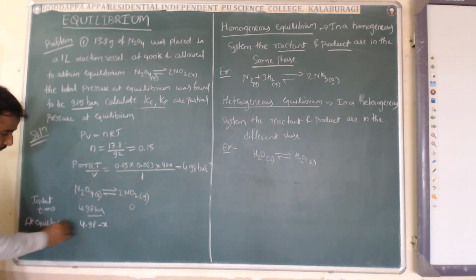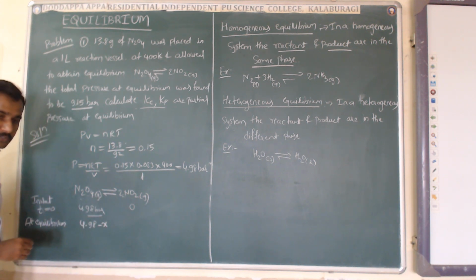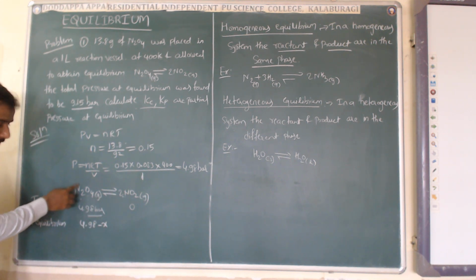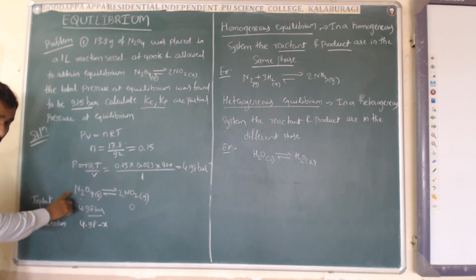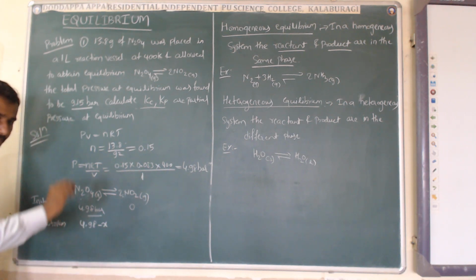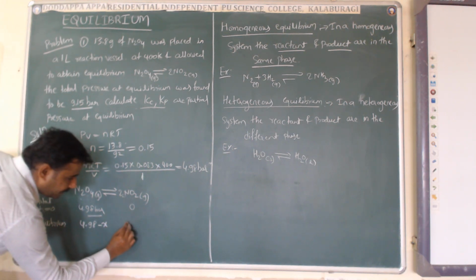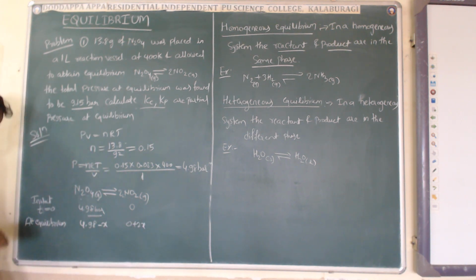What happens at equilibrium? Here how many moles are there? 2 moles in there. Here only one. Nothing will be there, so you have to take it as 1 here. So 1 is there here, 2 is there. Means how much will the pressure increase here? 2 times it will increase. That you have to write down: 0 plus 2x.